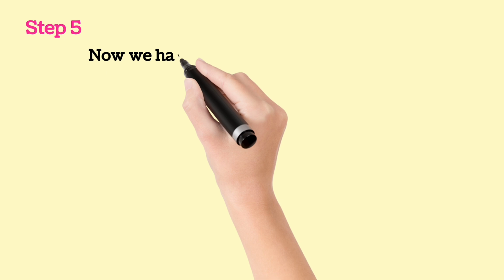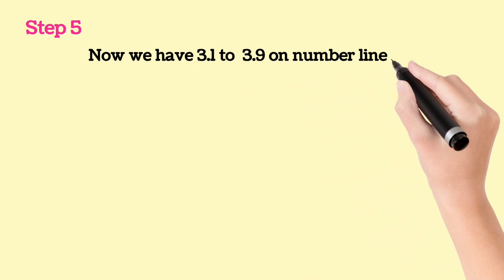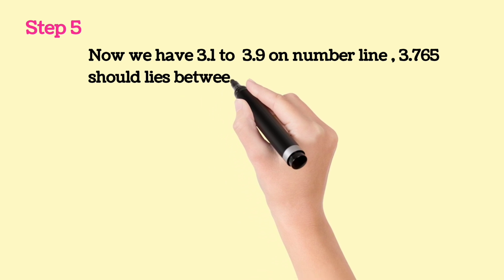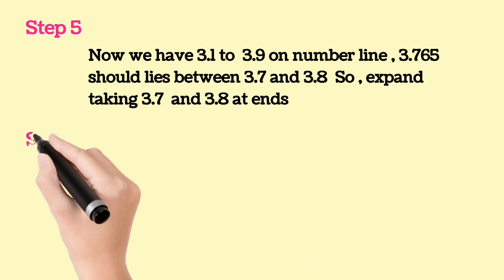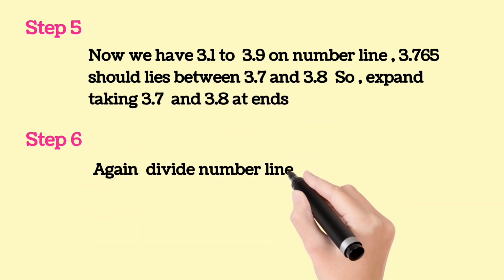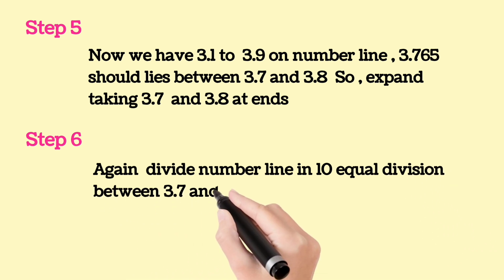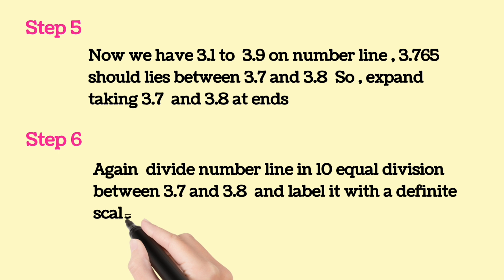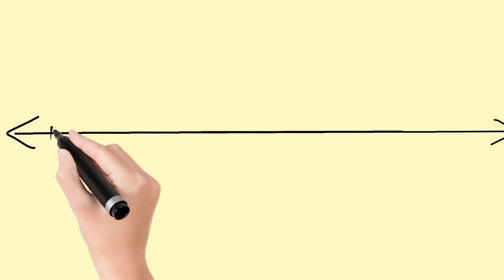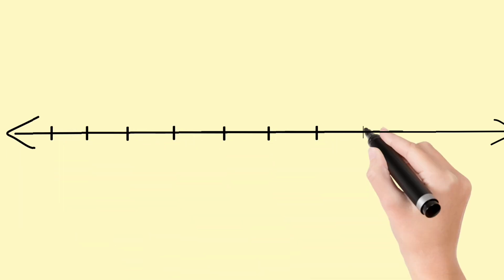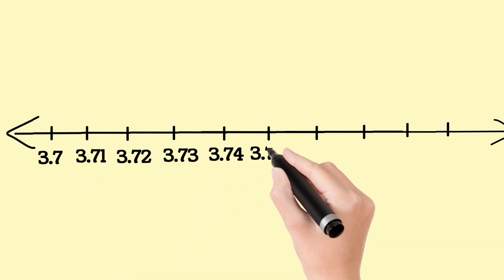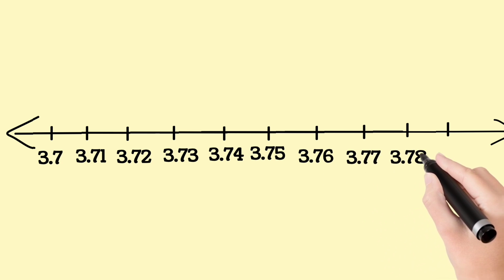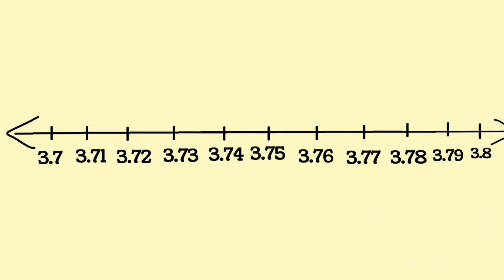Step 5: now we have 3.1 to 3.9 on the number line. 3.765 should lie between 3.7 and 3.8, so expand taking 3.7 and 3.8 at the ends. Step 6: again divide the number line in 10 equal divisions between 3.7 and 3.8 and label it with a definite scale of 0.01. Take a number line with an arrow at both ends and divide it with an equal scale of 0.01 and then mark it with 3.7, 3.71, 3.72, 3.73, 3.74, 3.75, 3.76, 3.77, 3.78, 3.79 and 3.8.